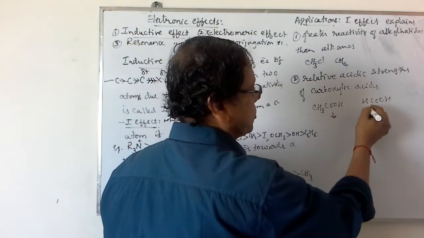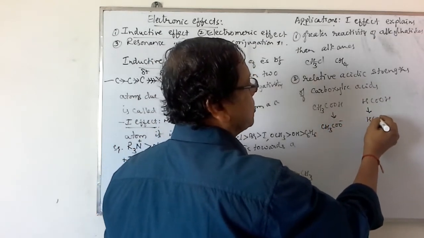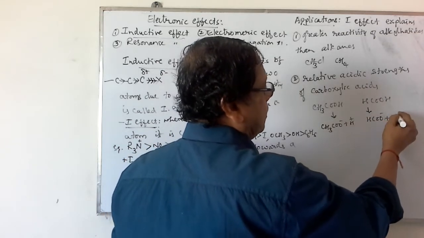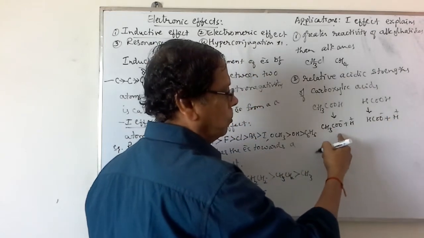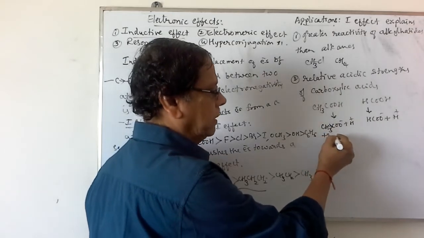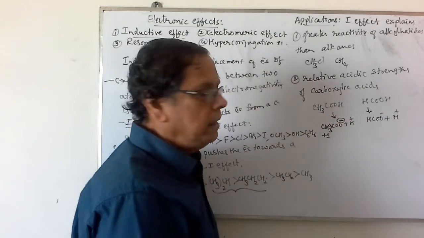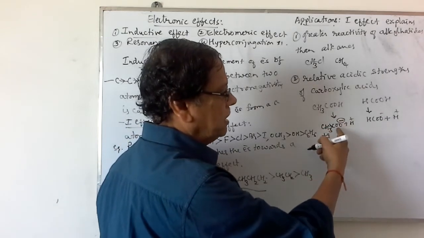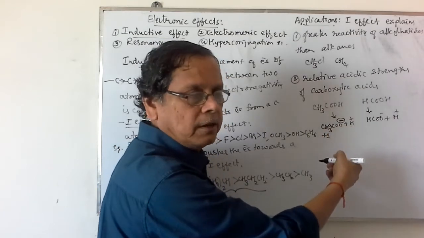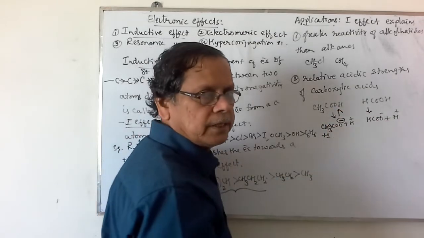First you consider the ionization. It will give rise to CH3COO- and HCOO-, along with the formation of H+. But in the CH3COO- group, the CH3 group has a positive inductive effect, plus I effect. That's why it will increase the negative charge on the carboxylate ion. As the negative charge increases, automatically its tendency to attract this H+ increases. That's why it is less ionized as compared to formic acid.